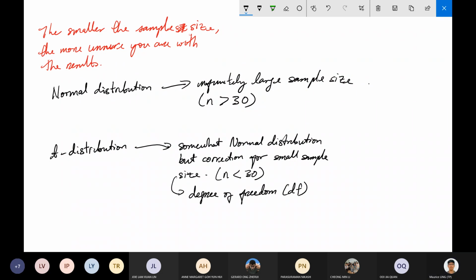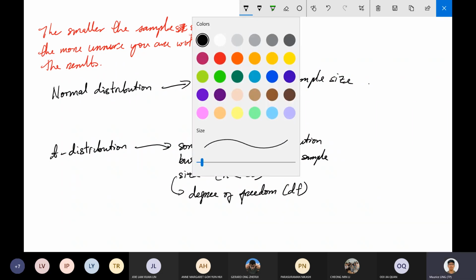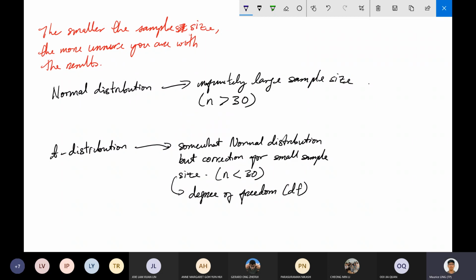Okay. So let me repeat this whole context again. What I'm trying to say is, when the limit, when n approaches infinity, or large, t distribution approaches normal distribution.